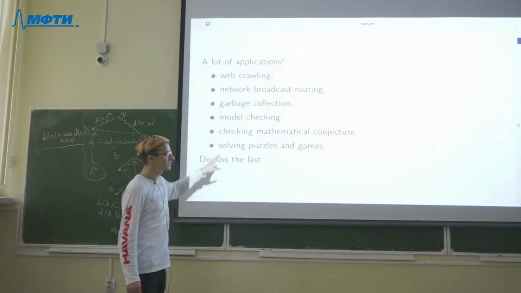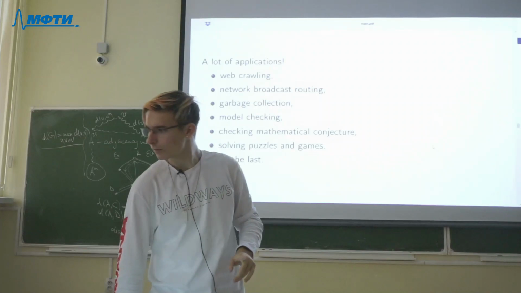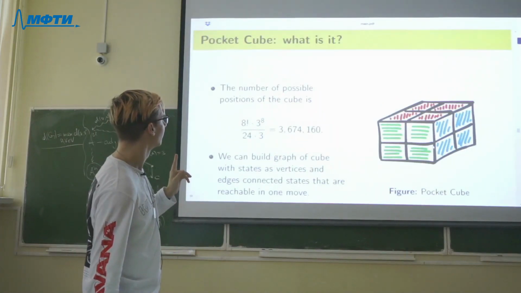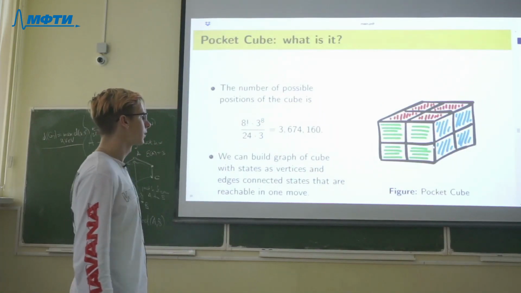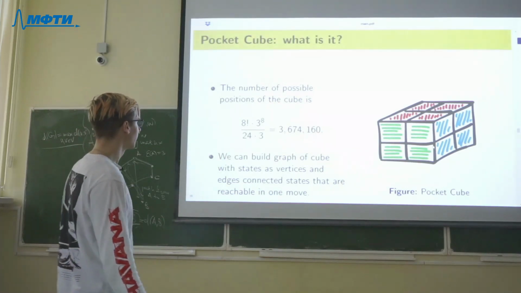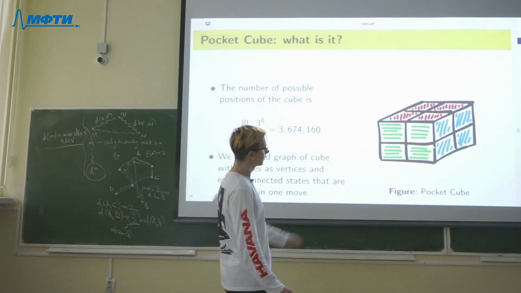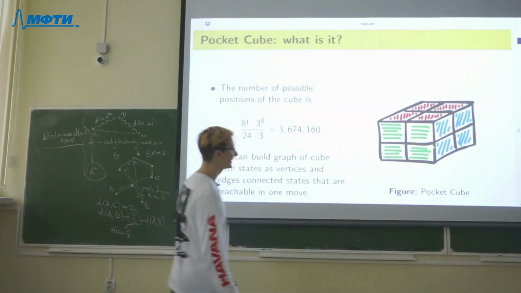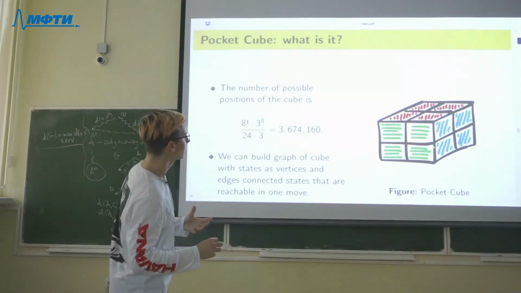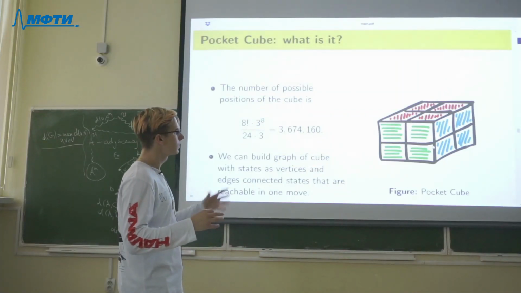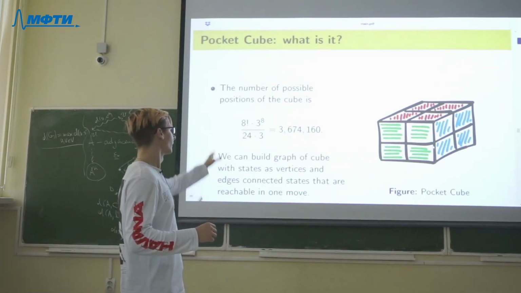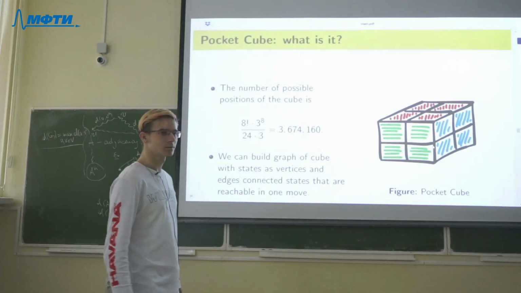And for example, solving puzzles and games. We will talk about cube. For example, pocket cube. It's a cube 2 times 2 times 2. And we see that it has 8 smaller cubes, yeah? And if we want to count states of this cube, we will get nearly 3.5 million states.